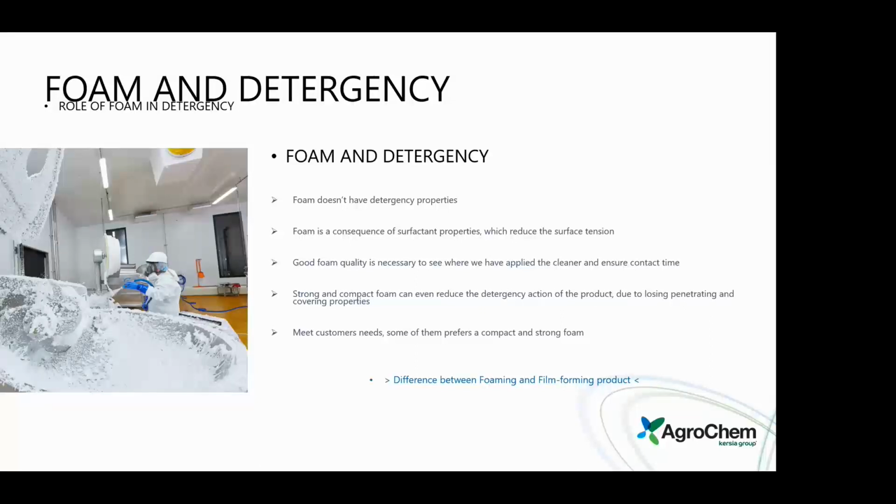So in a surface cleaning aspect, this is where we'd be using that, and it allows a little better hang on for increased contact time as well. A nice strong foam reduces the detergency action due to losing penetrating and covering properties. So having it too tight, too dry, we want to make sure we get a good balance of foam when you're doing these types of things, to make sure you have that cross between the foam and the liquid form to get a good use of it in its cleaning, using those surfactants to aid in the detergency that way.